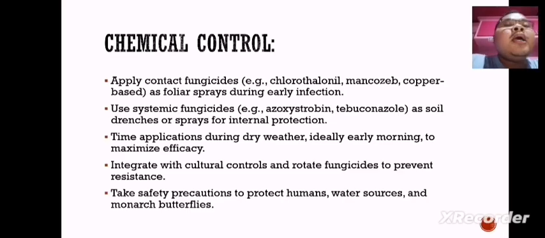So for the chemical control, we can apply contact fungicides such as chlorothalonil, mancozeb, and copper-based products, as foliar sprays during early infection. So habang maaga pa yung infection natin, pwede tayo mag-apply ng mga contact fungicides as foliar sprays. Also, we can use the systemic fungicides such as azoxystrobin and tebuconazole as soil drenches. So para ito sa lupa na para basain yung lupa natin, or sprays for internal protection.